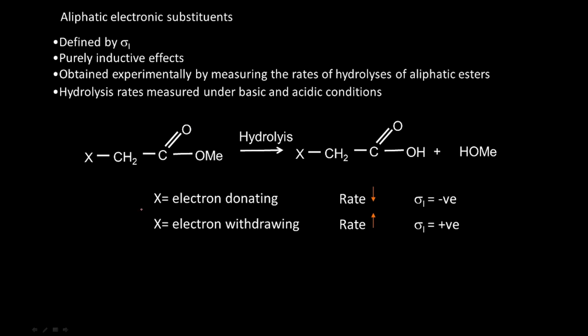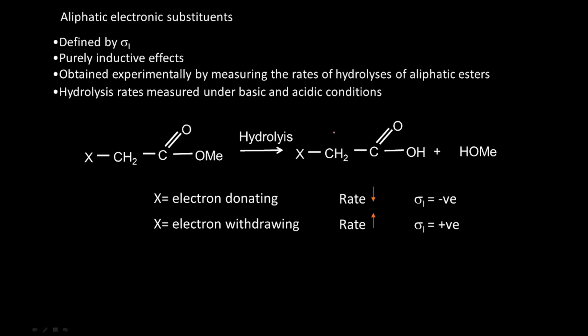So you do not have the resonance happening here. You will always have induction happening here, because unlike aromatic, where we have the resonant bonds, aliphatic we will not have it. So if X is electron donating, the rate goes down because sigma I is negative. If X is electron withdrawing, the rate goes up because sigma I is positive. Okay, understand? So in aliphatic systems there is only inductive effect, there is no resonance effect.